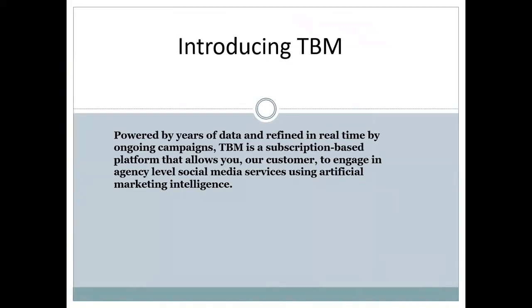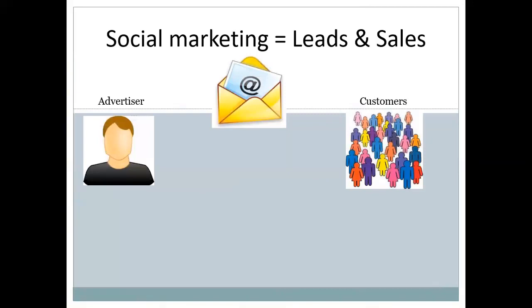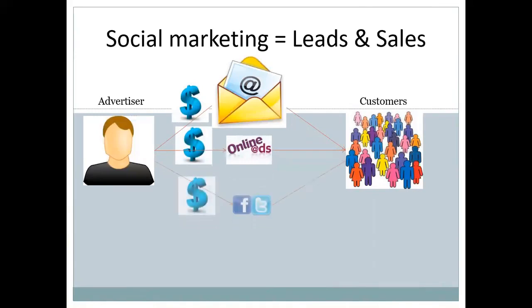Introducing TBM, powered by years of data and refined in real time by ongoing campaigns. TBM is a subscription-based platform that allows you to engage in agency-level social media services using artificial marketing intelligence. What that simply means is using email, Facebook, for example, and optionally online ads within Facebook, you are able to reach folks and one, give them free stuff, two, engage in contests, and voila, get them to come to your place of business offline.